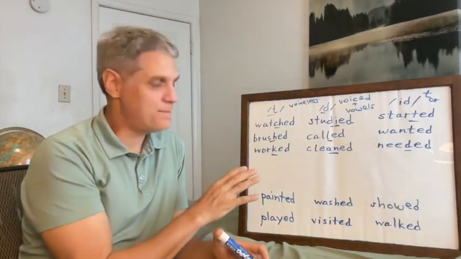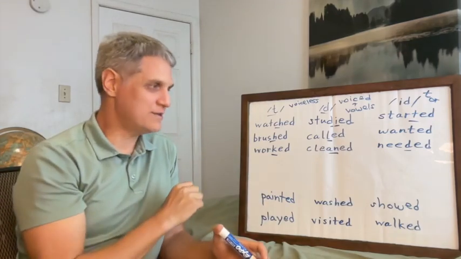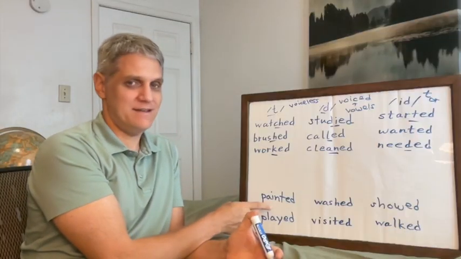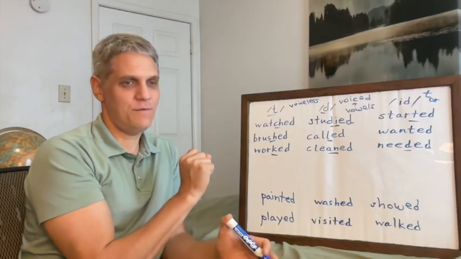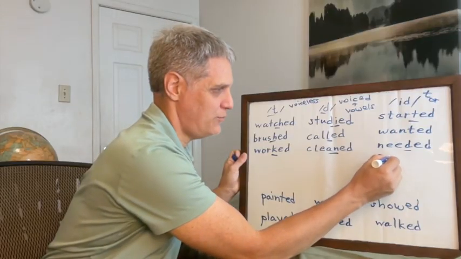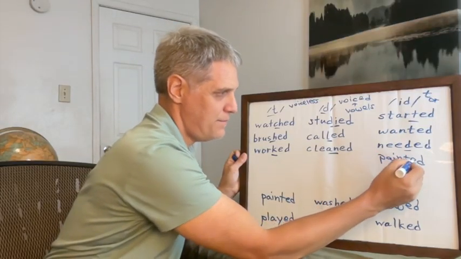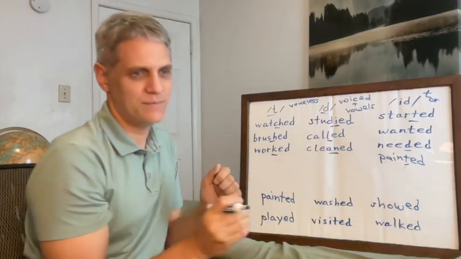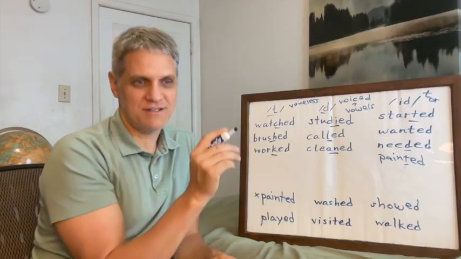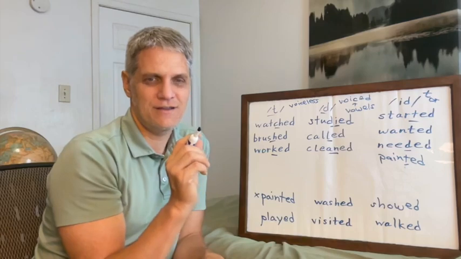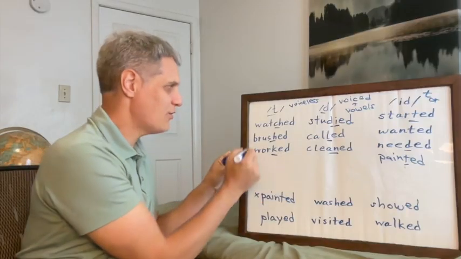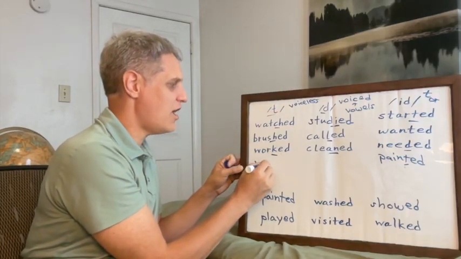Now I've got some here on the bottom. Let's look at these and decide where they go together. Okay, Yusuf. Painted. Where does that go? Right, ID. So we'll put that here. Painted, and we have that T. Good. Next one, Faisal. Washed. Can you hear it? Good, and where does it go? Yes, you're right. T, washed.